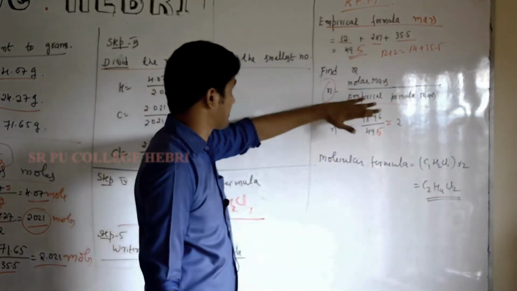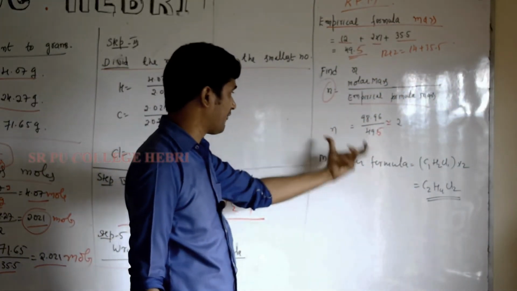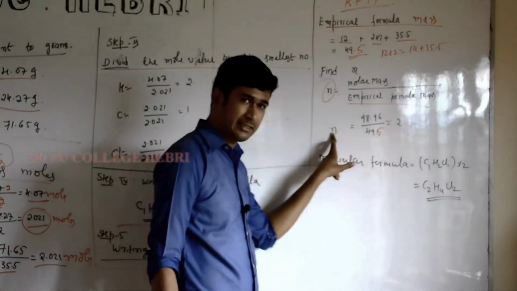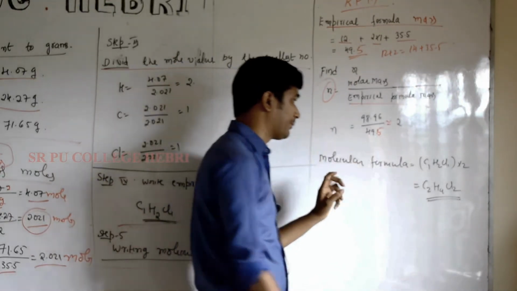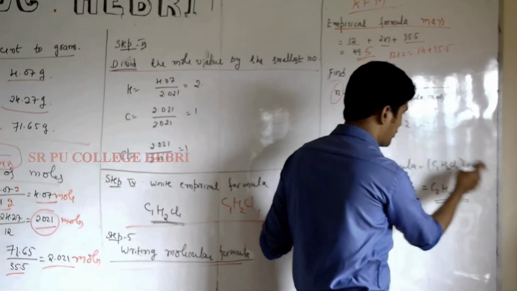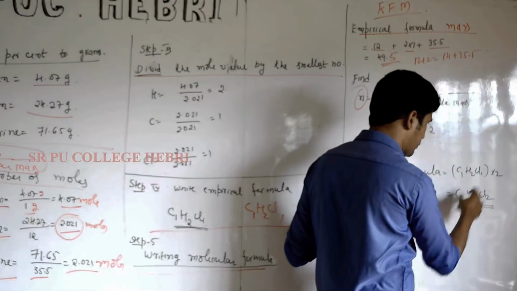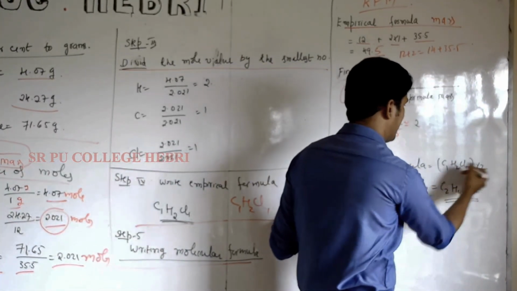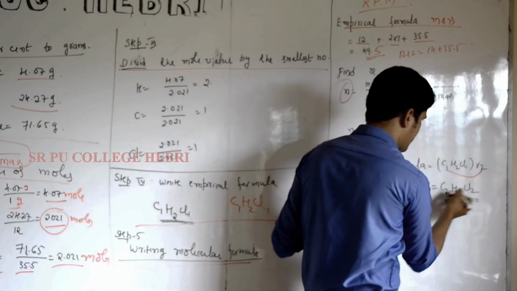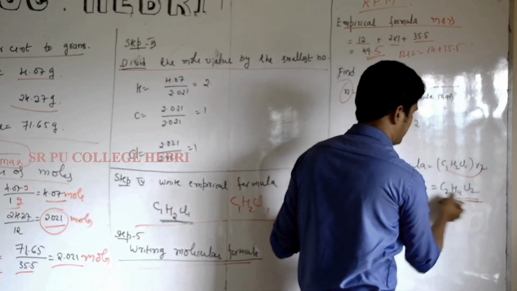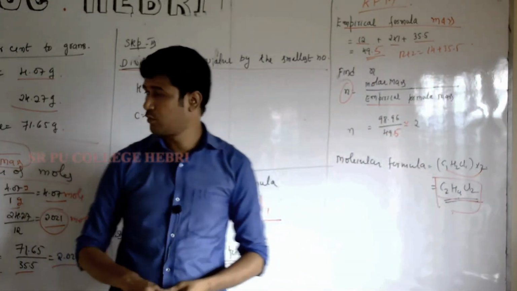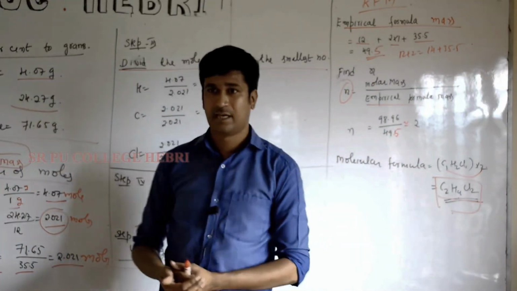So you remember this step. Now you got the value of n. You multiply this n to your empirical formula. ಈ n value ಏನು ಬಂದಿದೆ ನೋಡಿ, ಅದನ್ನ empirical formula ಕ್ಕೆ multiply ಮಾಡಿ. n ಎಷ್ಟು? It's equal to 2. 2 into 1 is 2, 2 into 2 is 4, 2 into 1 is 2. So C2H4Cl2. So this is your molecular formula. Okay, once you go through all these steps, next class I will give some more examples. Thank you.